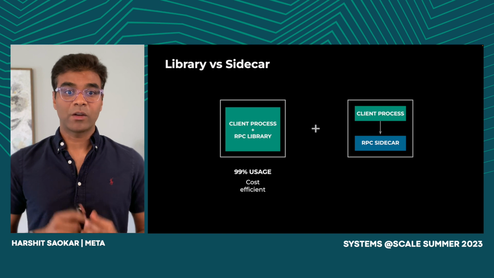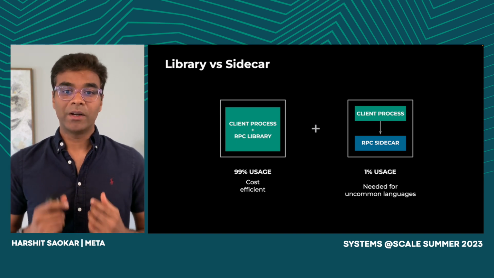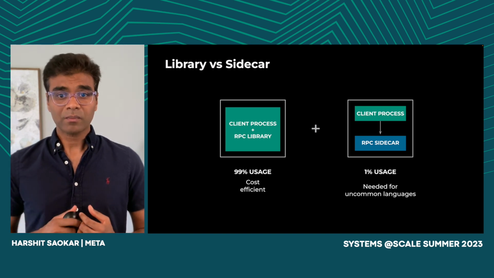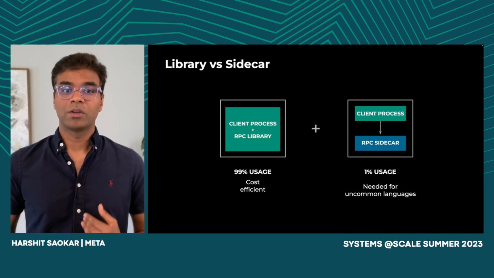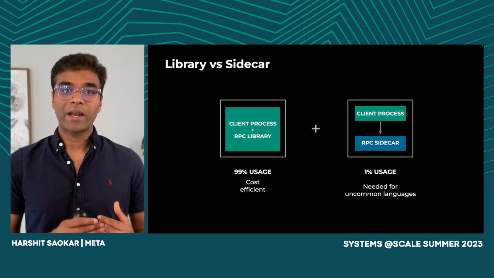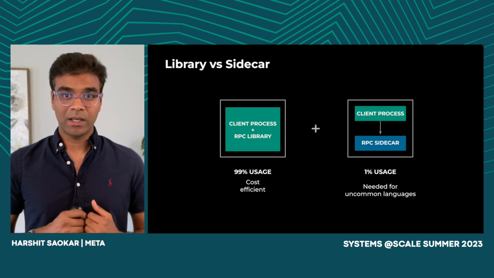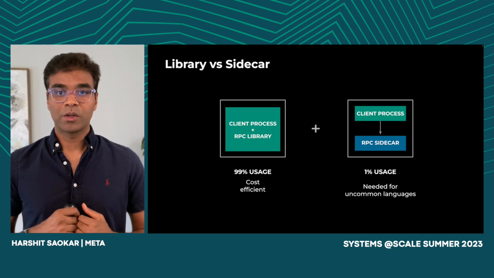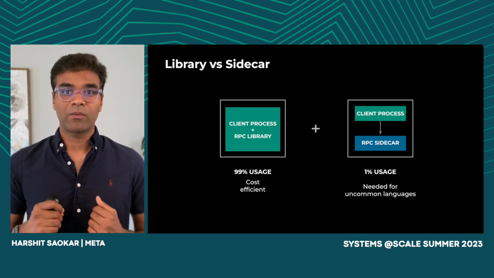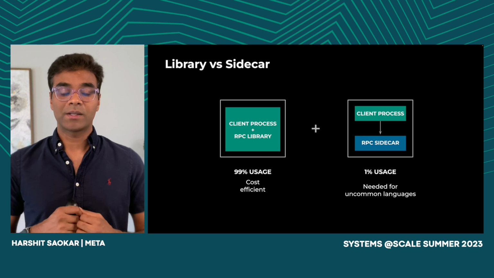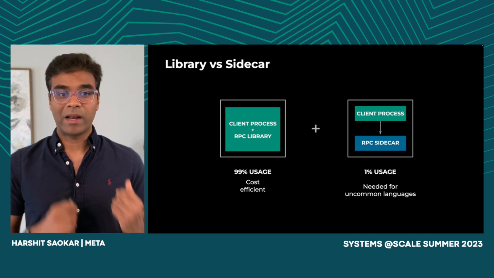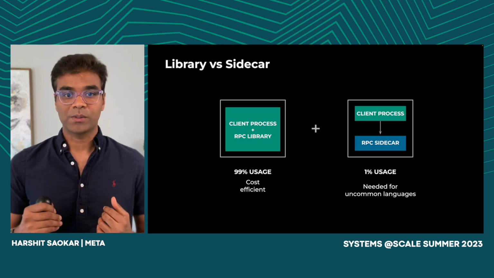I mentioned that service mesh is typically bundled as a sidecar process. However, this approach incurs an extra hardware cost because requests are going through an additional hop. At our scale, that cost was huge. So we avoided using sidecar wherever possible. Instead, we used a library approach. Our service mesh library is directly linked into the client process.